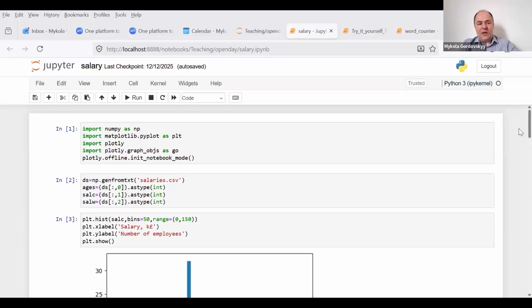Okay, just in case, I will reshare my screen just to ensure that what I'm sharing is what I want to share.